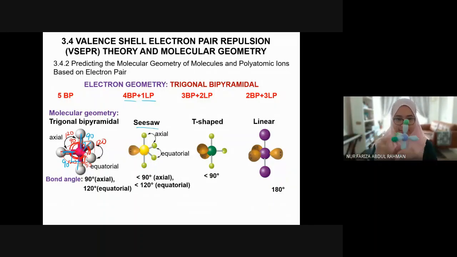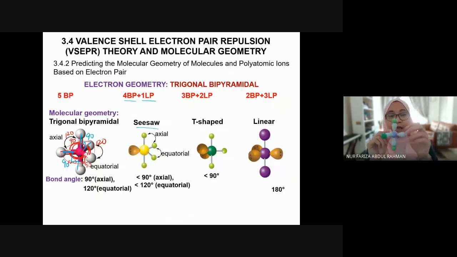So this is the same as the drawing. Okay, so this is how it looks like. So the electron geometry is still trigonal bipyramidal because we still have 5 electron groups. It's just that the molecular geometry is no longer trigonal bipyramidal. It is known as seesaw. Seesaw, jongkang-jongket, right?